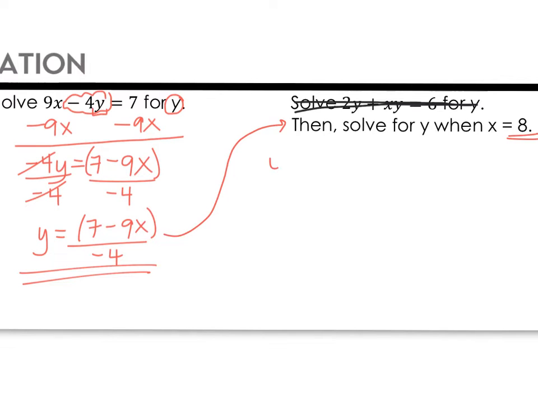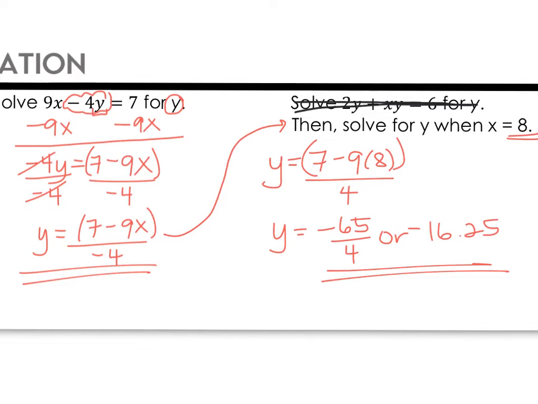So if we plug in 8 for x, like so, and divide by 4. Again, pause the video and see if you can simplify. Then press play when you're done. Hopefully you got y equals negative 65 fourths or negative 16.25.